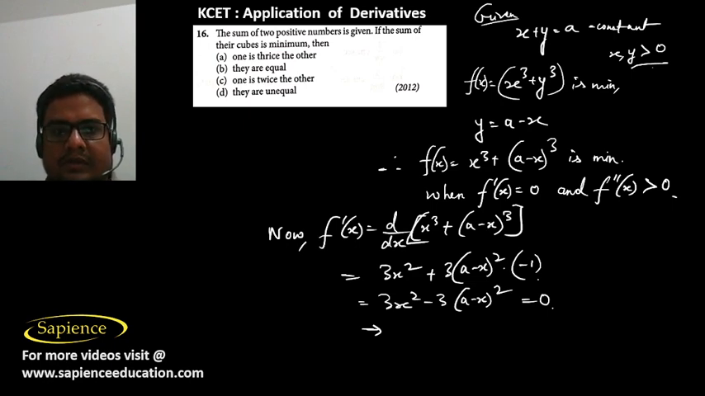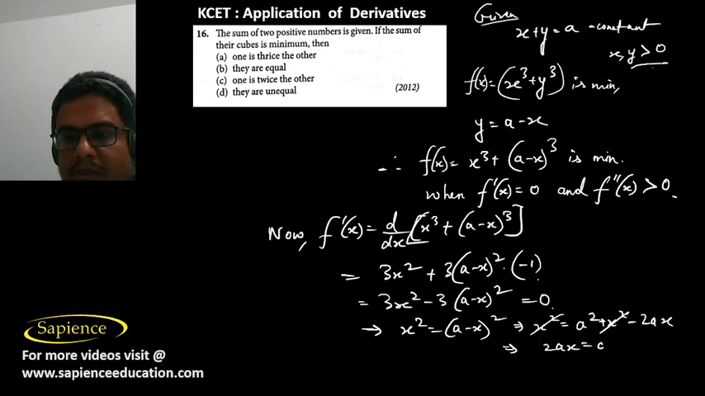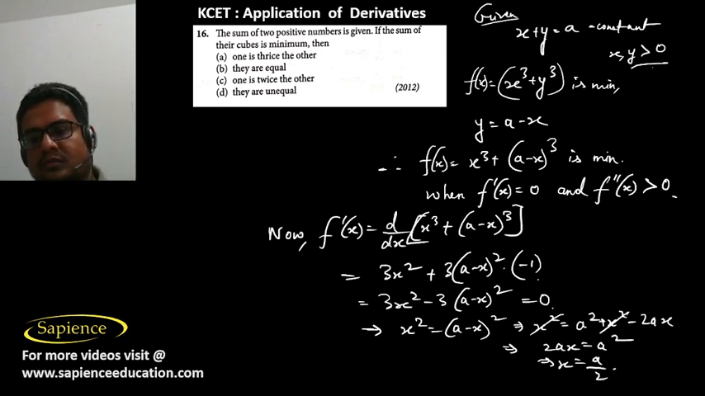At which value of x? So therefore x square should be equal to a minus x whole square. That is, x square should be equal to a square plus x square minus 2ax. x square cancelled, then 2ax is equal to a square. x should be equal to a by 2.